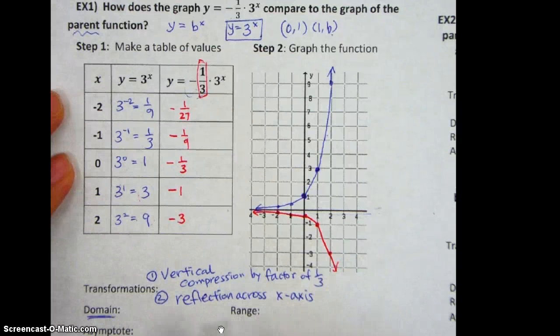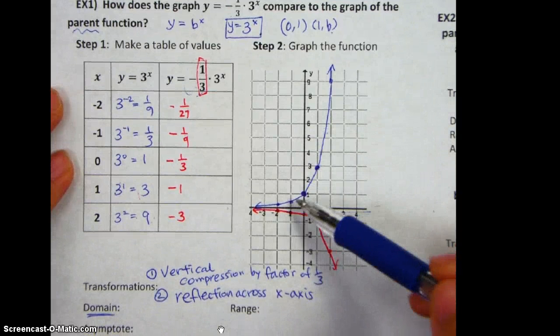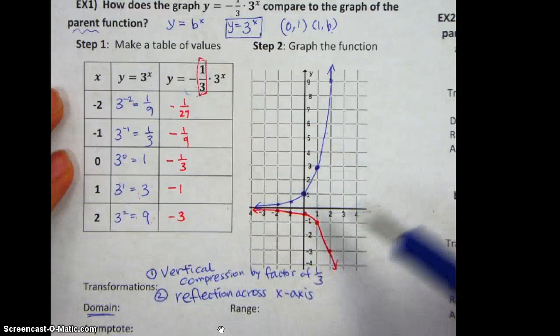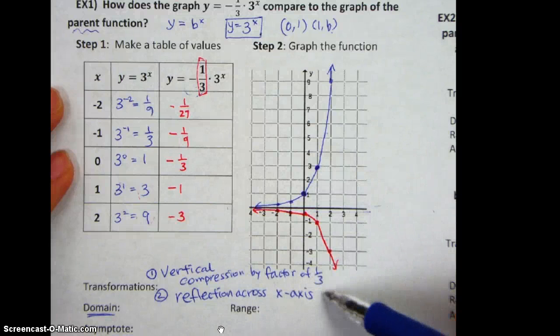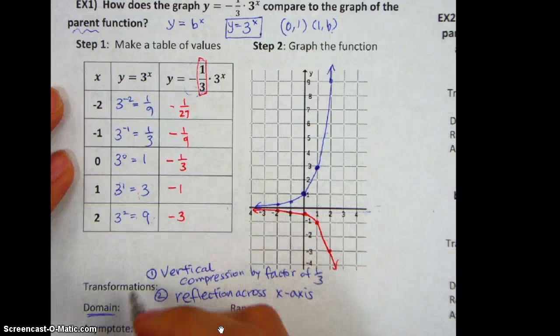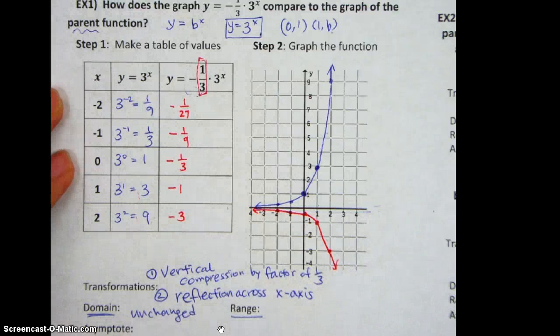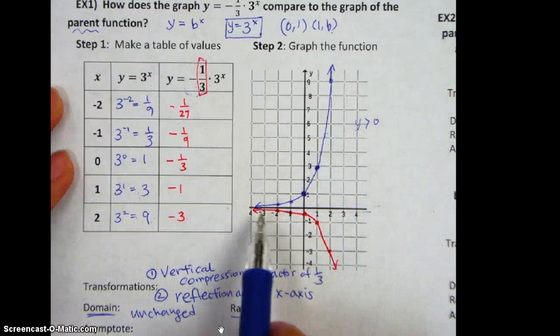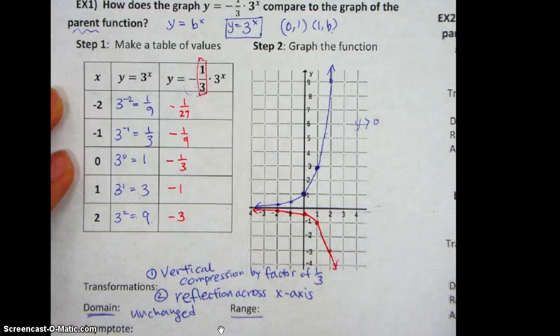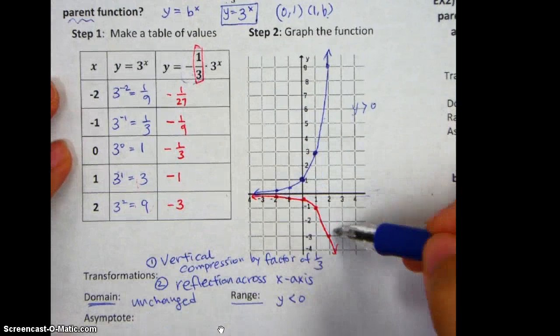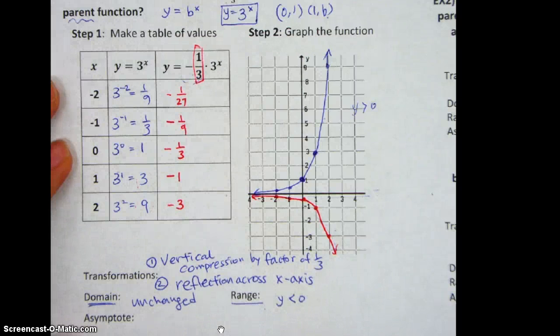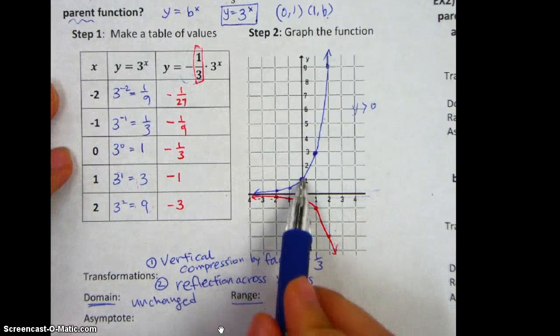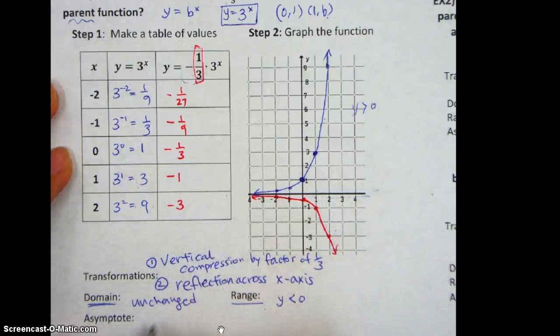If you look at the domain of the blue and the red function, they are both all real numbers. So these two transformations did not affect the domain. The domain is unchanged. If you look at the range, however, the range of the blue function was y is greater than 0. Now the red one is below the x-axis, which means y should be less than 0. Because we flipped the graph, the range has changed. If you look at the asymptote, both of these graphs have the same asymptote, which is the x-axis.